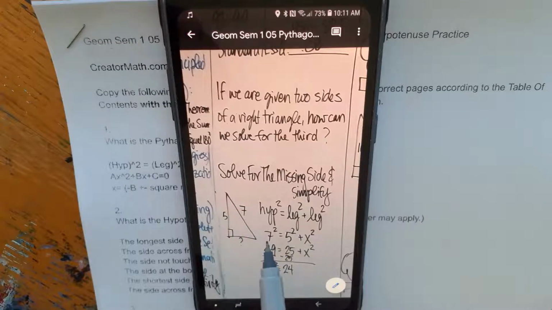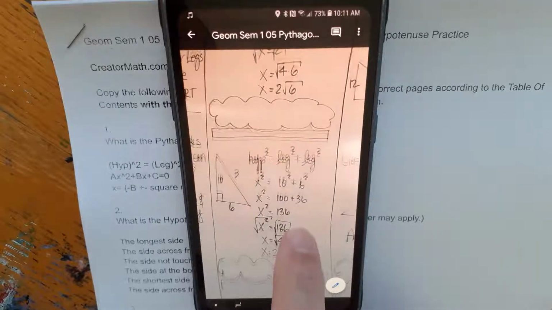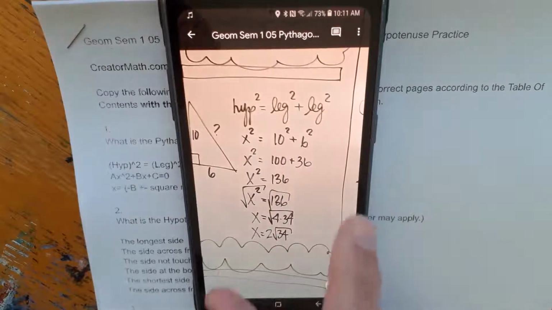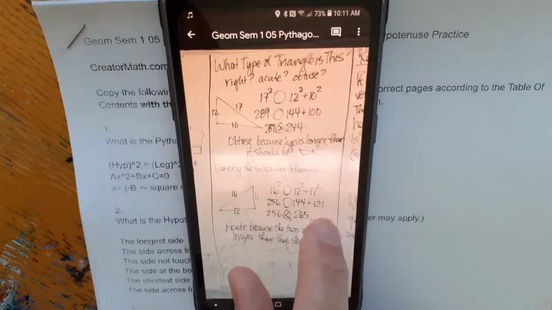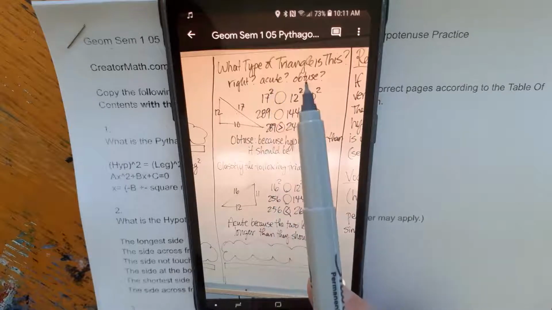We're plugging in hypotenuse here, 7 squared, 5 squared is a leg, and x squared for the missing leg. We're solving for that, and we're going to do a bunch of problems like that, so I'm not going to go over too deep into it here, but just let you know there are several problems. You're copying into your notes. You're trying to understand what type of triangle is this. Is it right, acute, or obtuse?